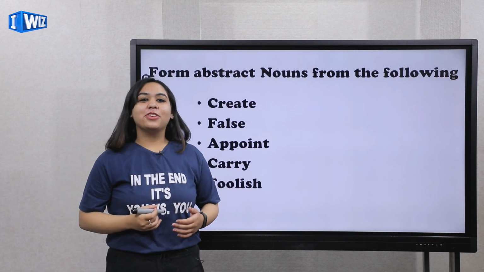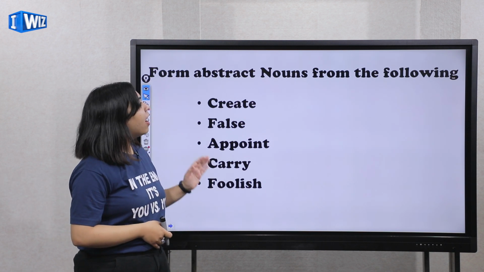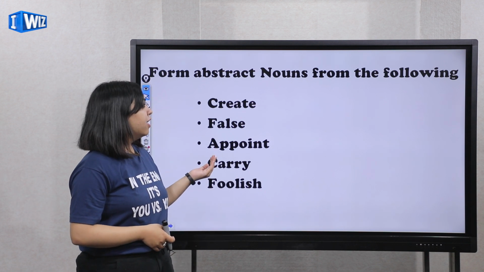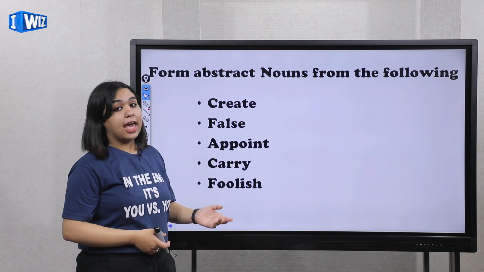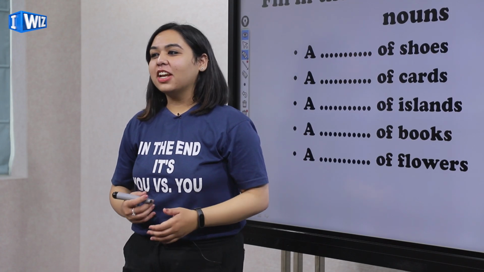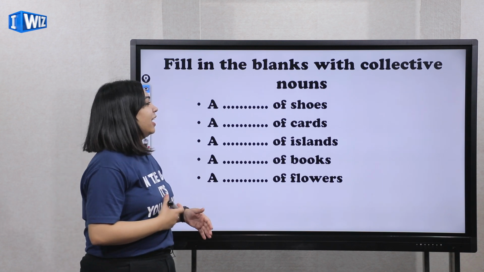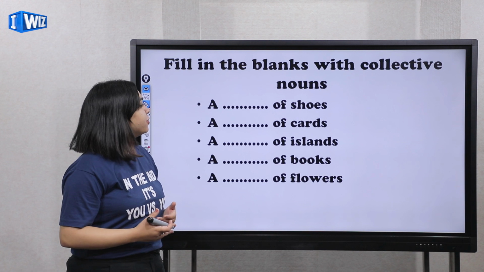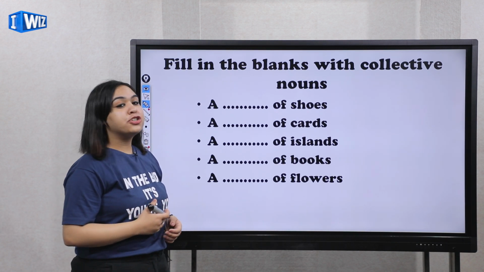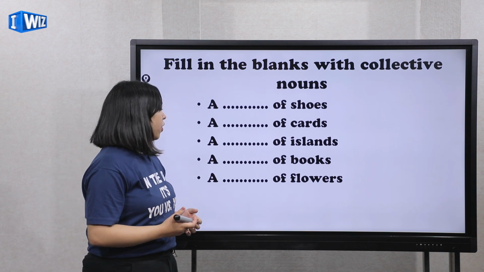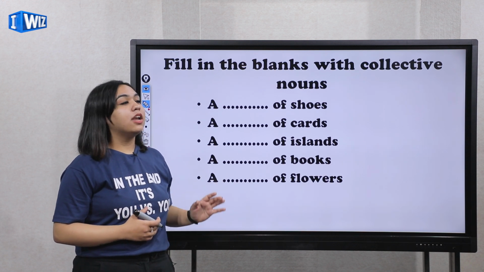Now, before ending our today's topic, I will be giving you some work, and your work for today is that you have to form abstract nouns out of these words. Okay? Now, the words are create, false, appoint, carry, and foolish. Okay, so the second question for today's work is that you have to fill in the blanks with collective nouns. Allow me to read these for you. The first one is a dash of shoes, the second one is a dash of cards, a dash of islands, a dash of books, and a dash of flowers. So you will be doing your work. We'll be discussing this in our next video.